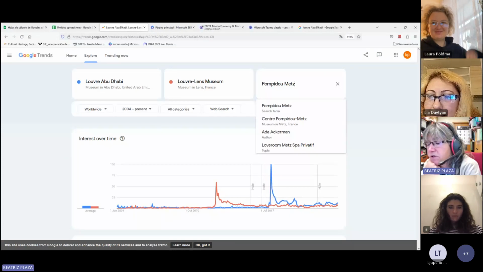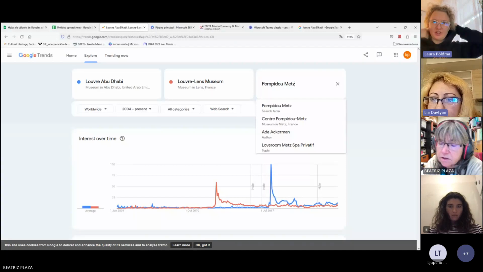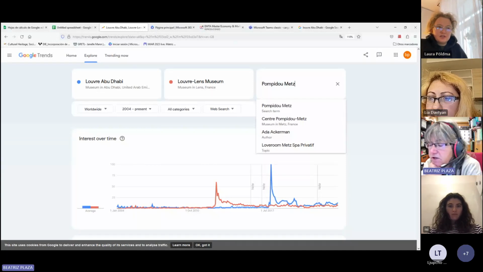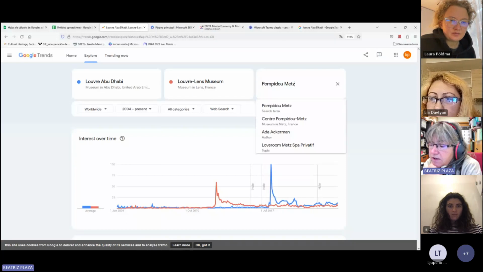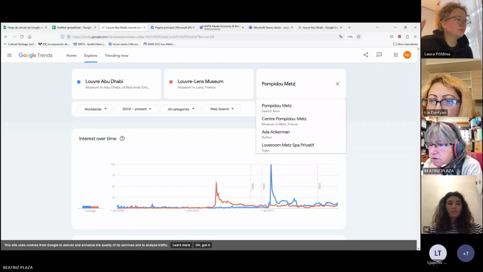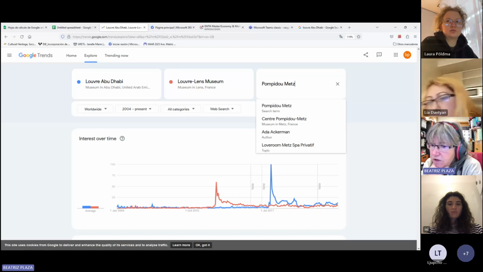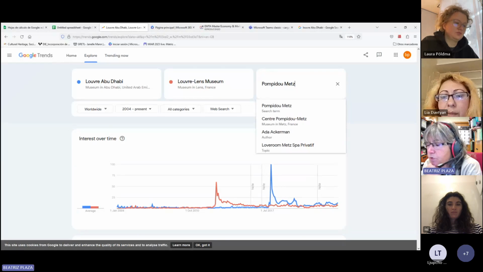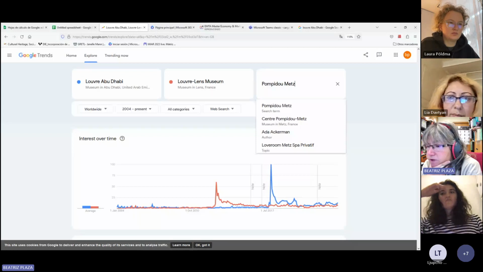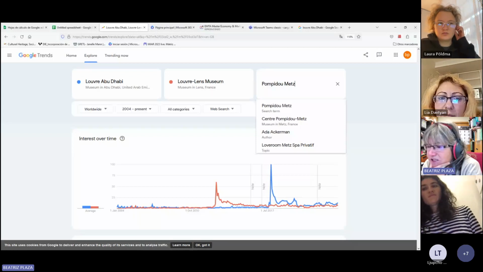In which city is it located? It is in Paris, in France. Okay, Paris is a big culture tourist destination in Europe. So this means that they are playing globally, and they have big players. One is Louvre, and the other one is Pompidou. Pompidou is contemporary art. And Pompidou opened a branch in Metz.